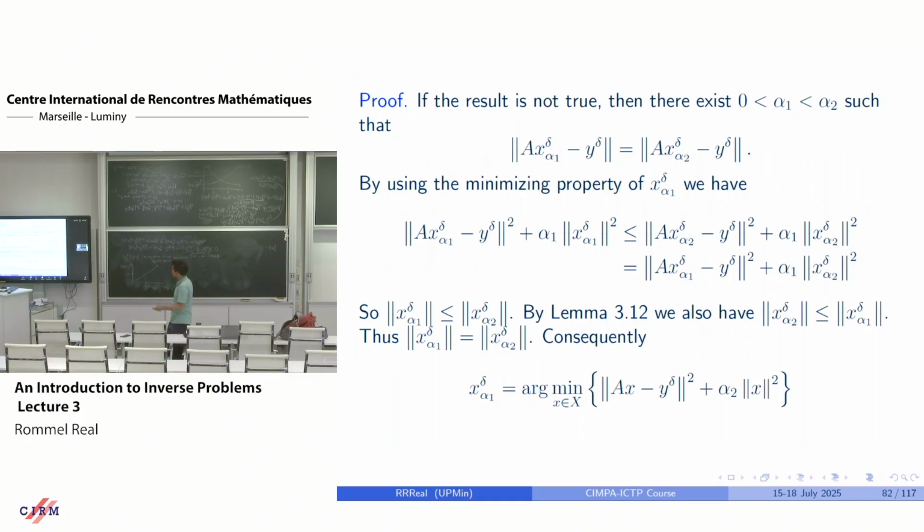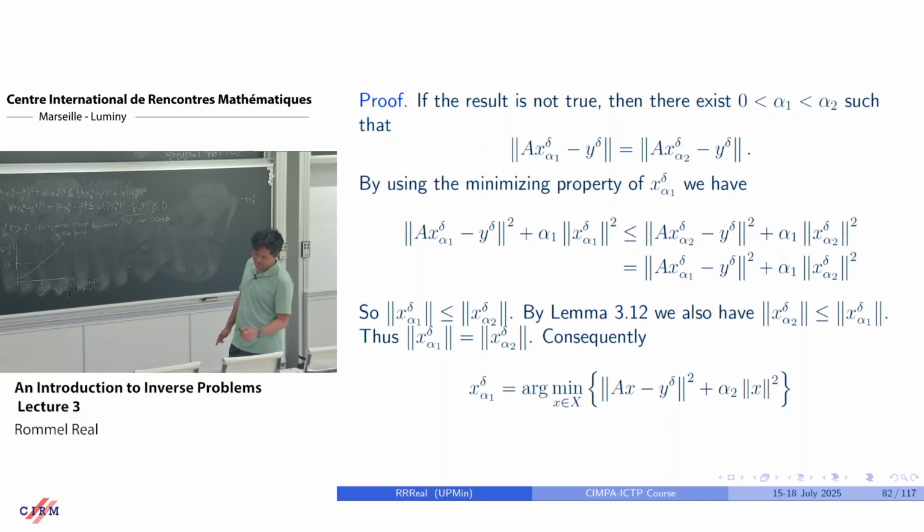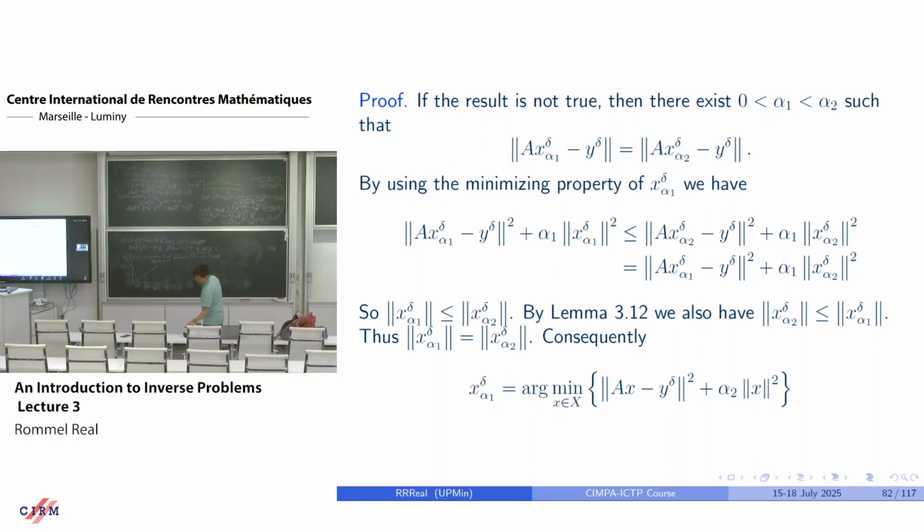And to check the proof, we'll prove by contradiction. That means if this is not true, then this function must not be strictly increasing. That means you must be able to find alpha 1 and alpha 2 where they are not equal, but they have the same value of the residual at each of them. So that means this must be true.